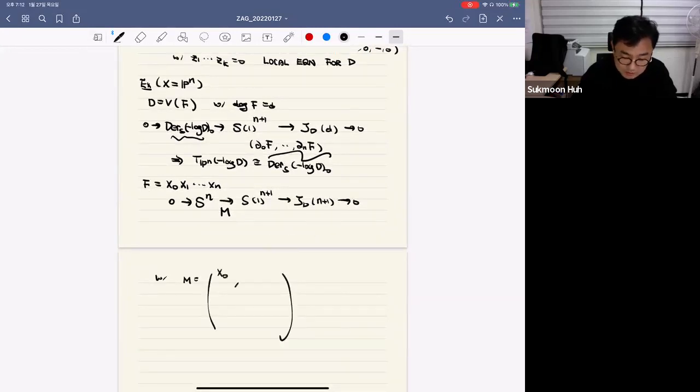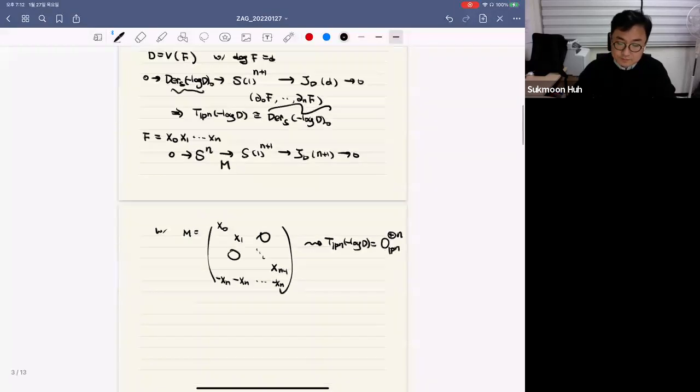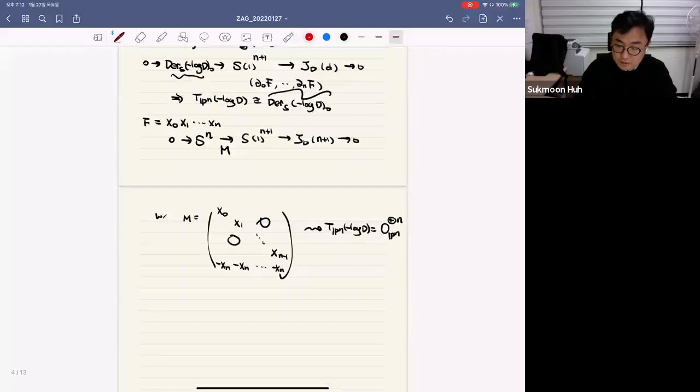So here we have x0, x1, blah, blah, blah, x_{n-1}. The last row consists of just minus x sub n. Right? So from this, you can simply simplify this free module. Then you see that our logarithmic tangent bundle is nothing but the direct sum of n copies of O_{P^n}. Okay.